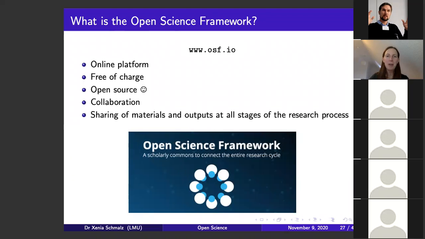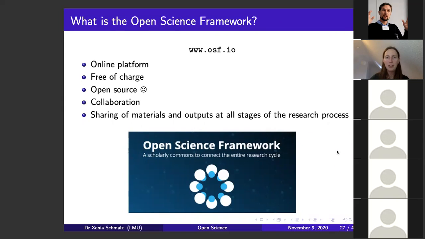Good, so the Open Science Framework is a webpage, so here is the link to it. And you can create an account. It's free of charge. The whole web page is completely open source, so if somebody wanted to, they could take the source code and make their own Open Science Framework. And it's a platform that is very good both for collaboration and for sharing materials. So both with your collaborators, hence the collaboration, and with just everyone as part of Open Science.